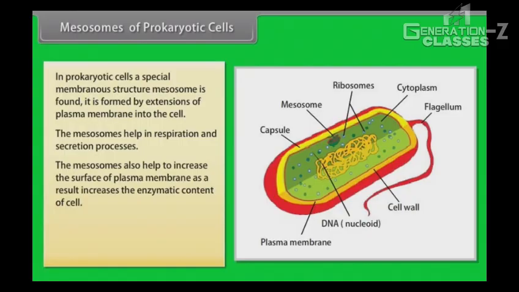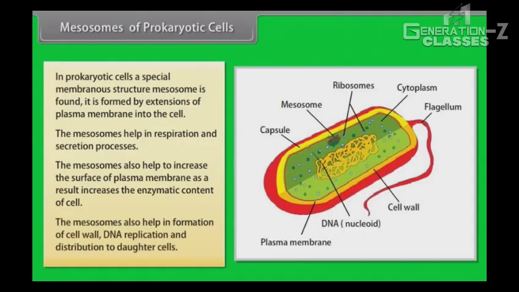The mesosomes also help to increase the surface of the plasma membrane. As a result, they increase the enzymatic content of the cell. The mesosomes also help in formation of the cell wall, DNA replication and distribution to daughter cells.